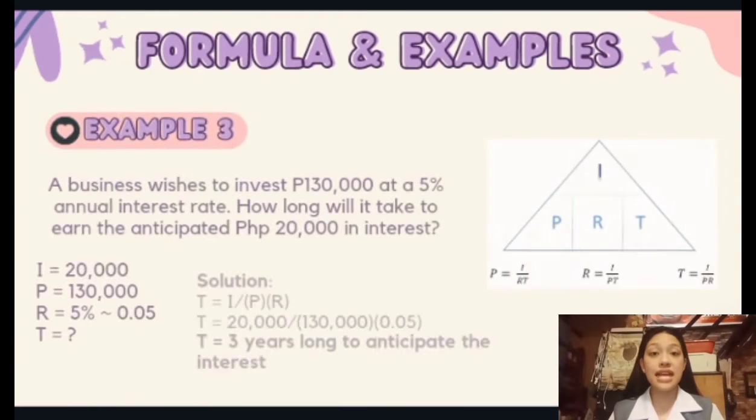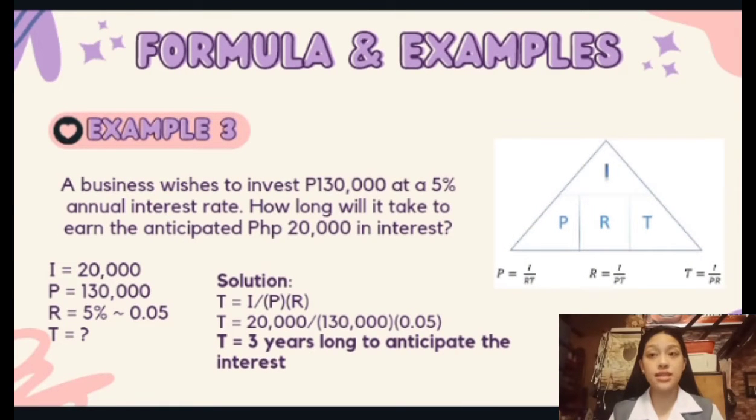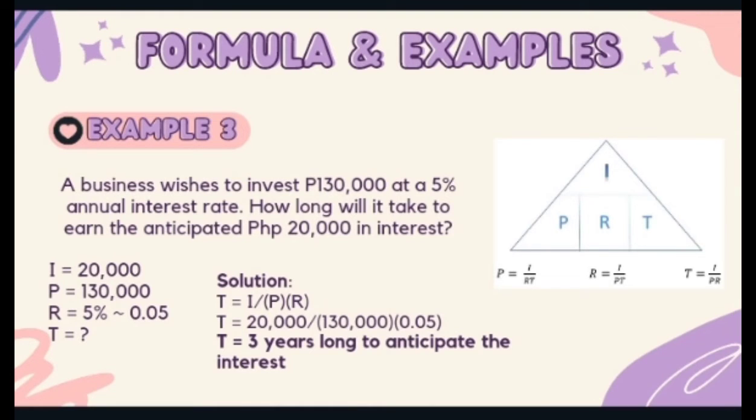And we have the last example for simple interest. A business wishes to invest 130,000 at a 5% annual interest rate. How long will it take to earn the anticipated 20,000 in interest? Use your scientific calculator to solve this problem.